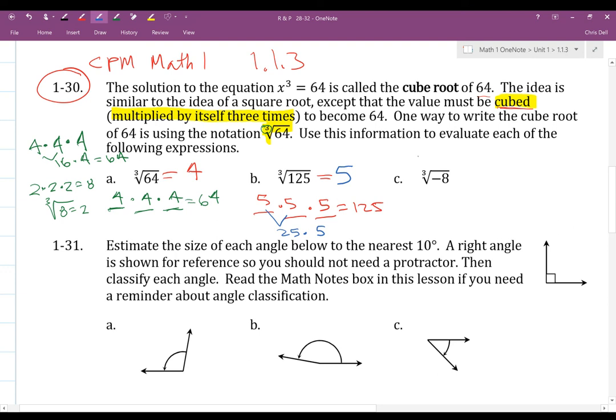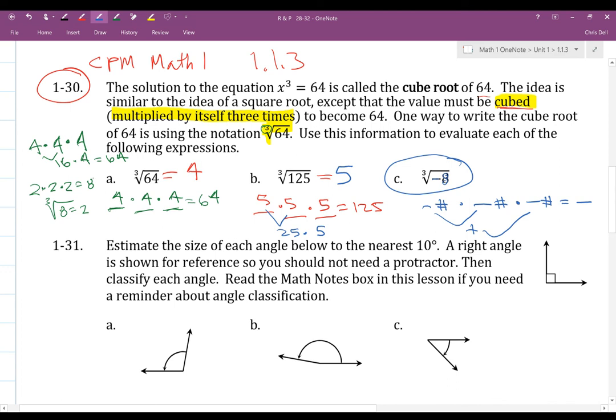So now this one's interesting. Part C is interesting because I'm asking for the cube root of -8, but I have a negative number. Well, if you think about it, a negative number times a negative number times a negative number would equal negative. It would, right? Because first of all, the two negatives multiply to become a positive, but then that positive times a negative goes to negative. So it does work. You could take the cube root of a negative number.